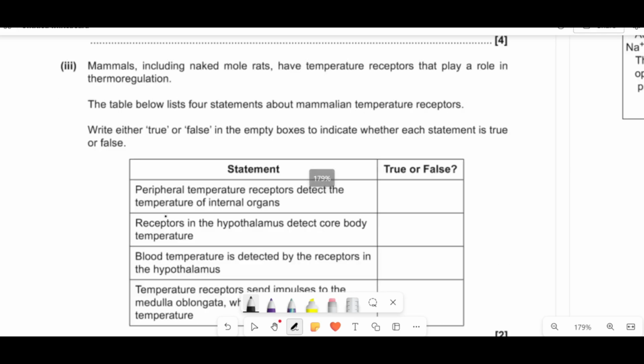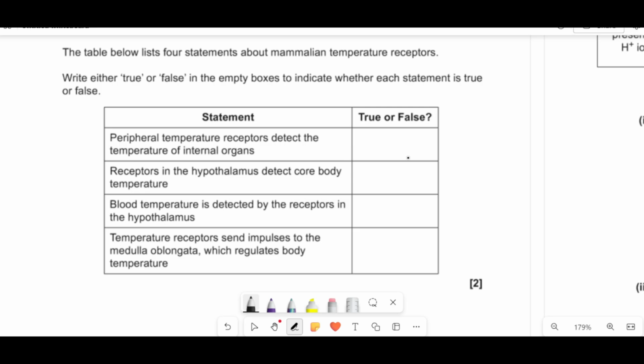And there you go. So mammals, including naked mole rats, have temperature receptors that play a role in thermoregulation, and here's 4 statements about mammalian temperature receptors. Write either true or false in the empty boxes to indicate whether the statements are true or false. So peripheral temperature receptors detect the temperature of internal organs. Peripheral means outermost parts like your skin and further outy bits. Internal organs are in the center, they're central, so that's false immediately, right? Receptors in the hypothalamus detect core body temperature. That is indeed true, they do. The thermoreceptors there do. As well as that, body temperature is detected by receptors.